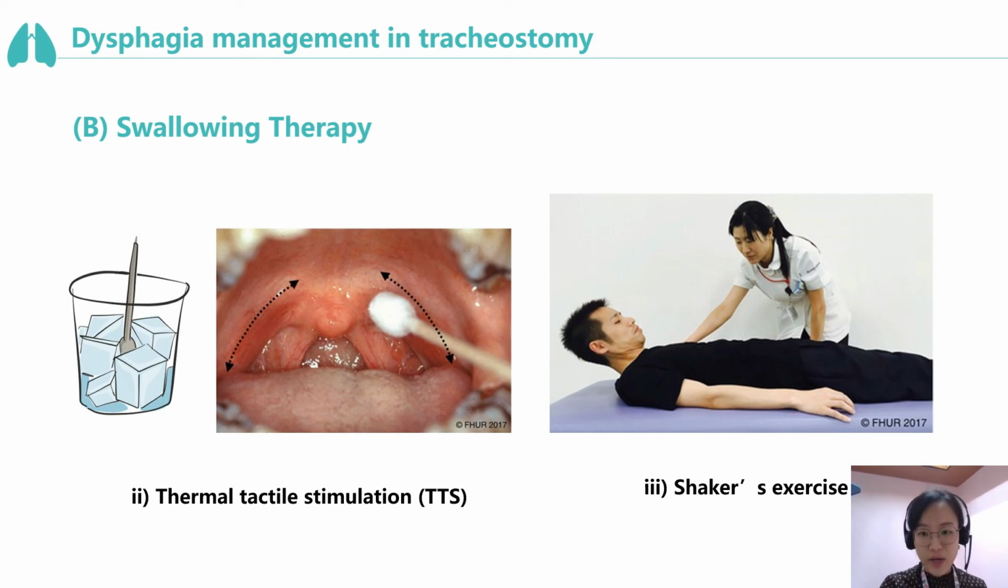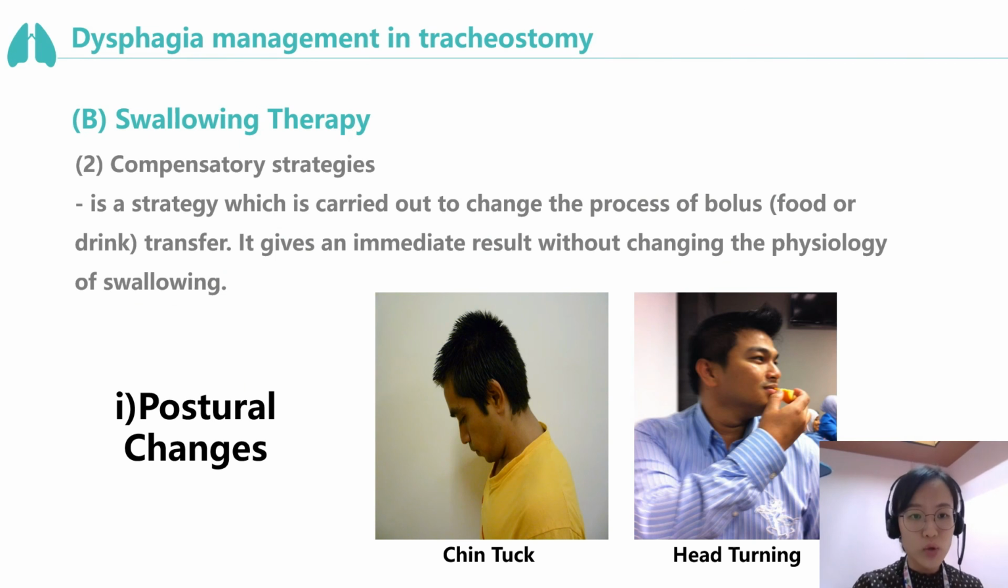On the right side is the Shaker exercise. The Shaker exercise is used to open up the UES. Okay, if you still remember the UES, if food is pooling at the UES, we may ask the patient to do a Shaker exercise. Okay, so next we will look at some compensatory strategies.